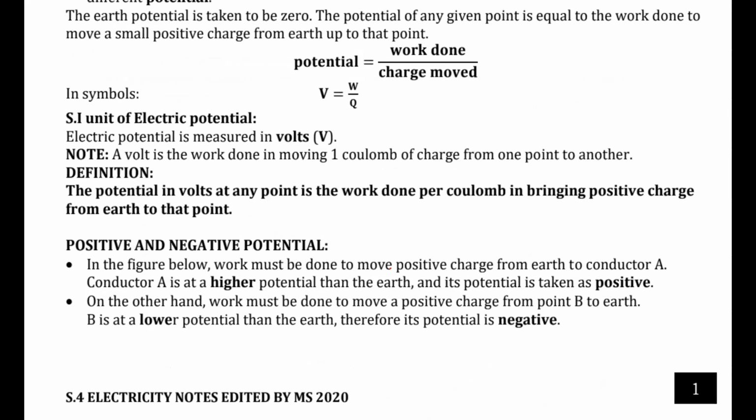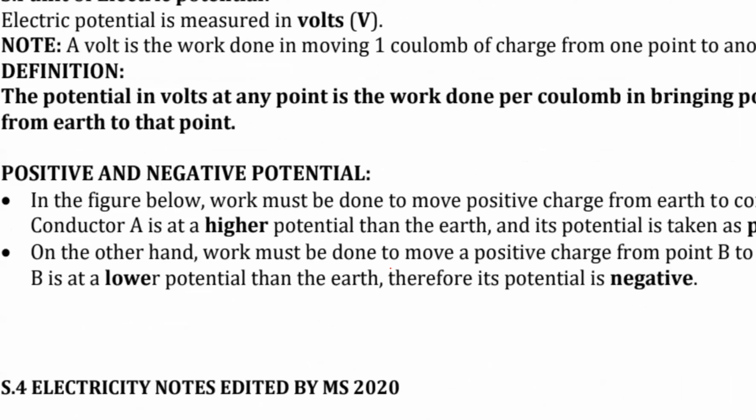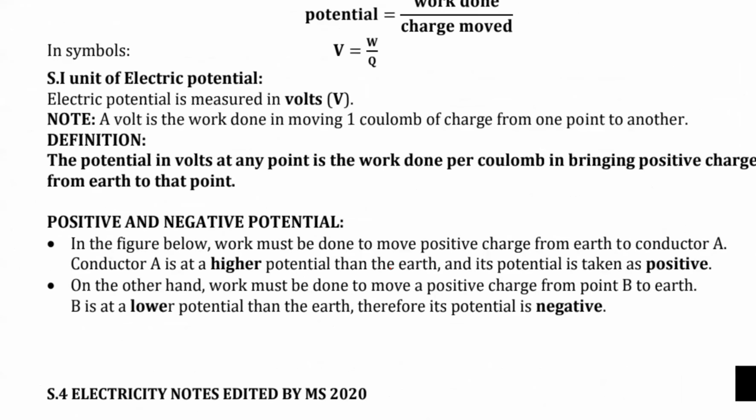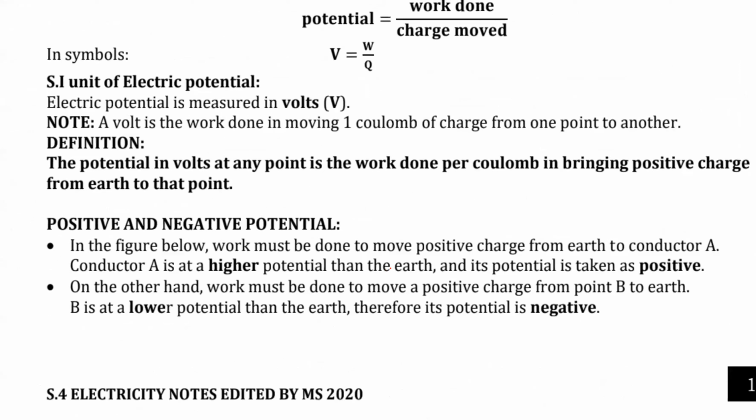Let us read here. There is something that I want us to read here, and then we continue. There is somewhere they are telling us about positive and negative potential. They are telling us that in the figure that I'm going to put on, work must be done to move positive charge from Earth to a conductor A. We are going to see where conductor A is.